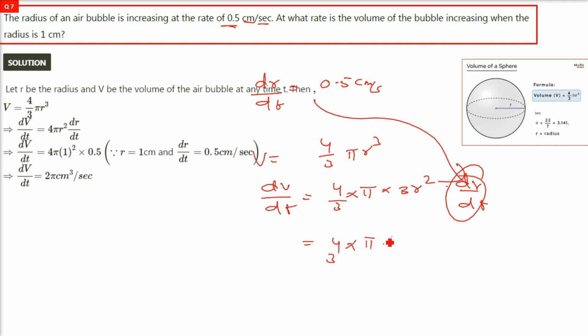So 4/3 into pi. You can always replace this pi by 22/7, but normally we generally write it with pi here. 3 gets cancelled. 4 pi times 0.5 is going to be 2 pi centimeter cube per second, which is dV by dt, the rate at which the volume of the bubble is increasing when the radius is 1 centimeter. So dV by dt is your final answer.